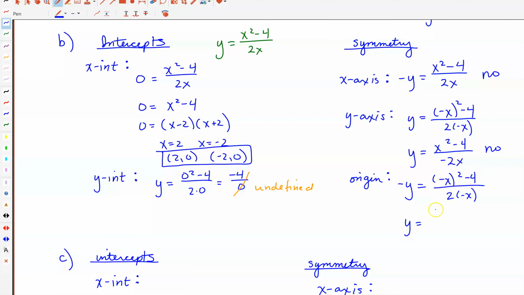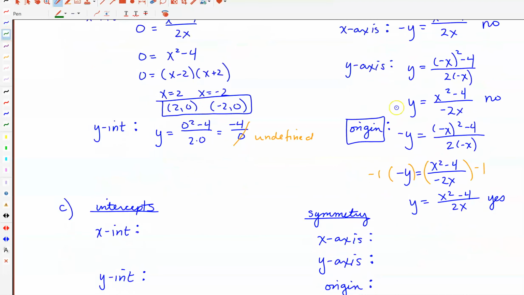And let's go ahead and start cleaning that up. So I'll get negative y over here. Up here I get (x squared minus 4) over negative 2x. On this problem, if I multiply both sides by negative 1, I can get rid of those signs. So I get y is equal to (x squared minus 4) over 2x. And that does match up to what I started with. So yes, this one will have origin symmetry.